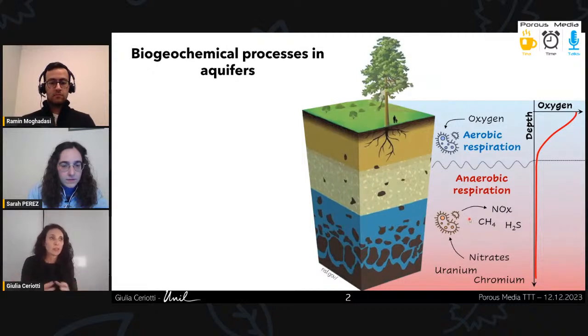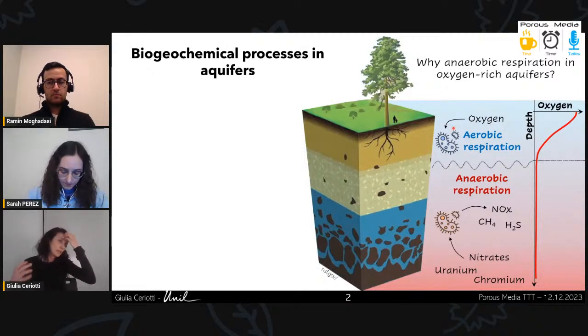So the key point here is that anaerobic respiration is often easily detectable because it has a clear signature in terms of electron acceptor uptake and bioproducts produced. Recent evidence in the environment has shown that, surprisingly, anaerobic respiration takes place also in shallow oxic layers. Why is that possible? We always assume that bacteria prefer to respire oxygen. So why should they respire something else when oxygen is available?